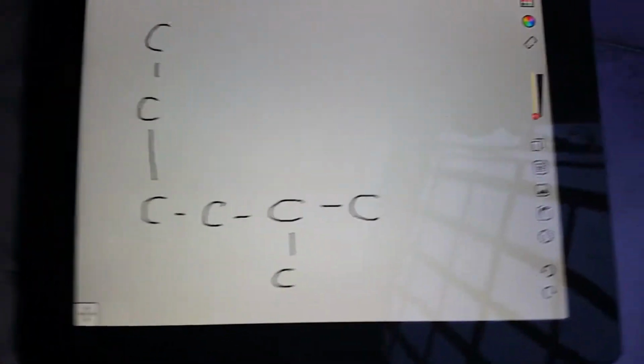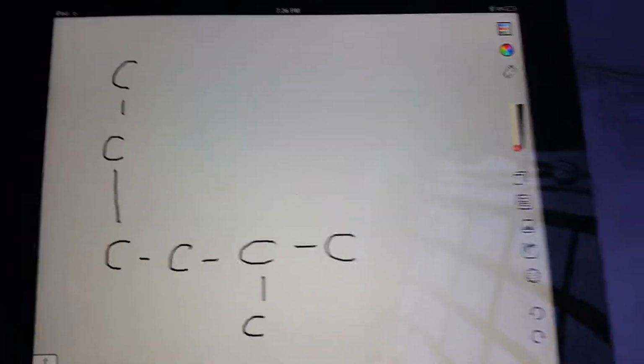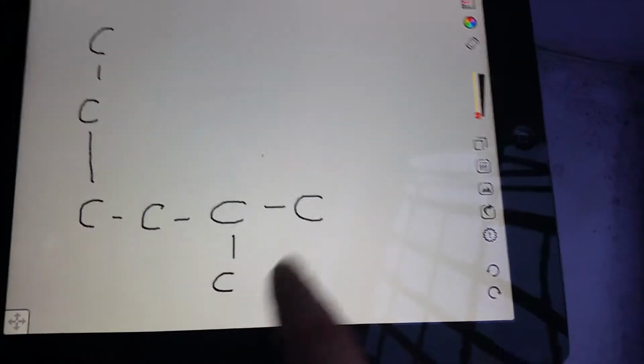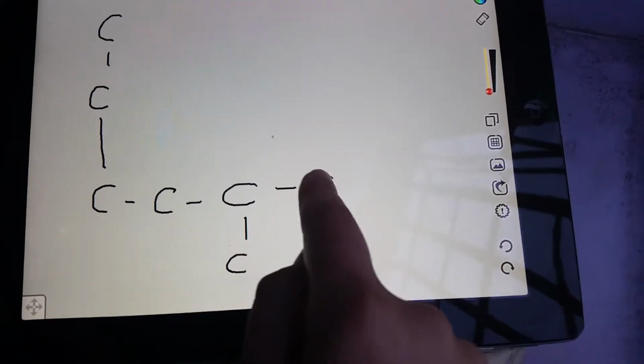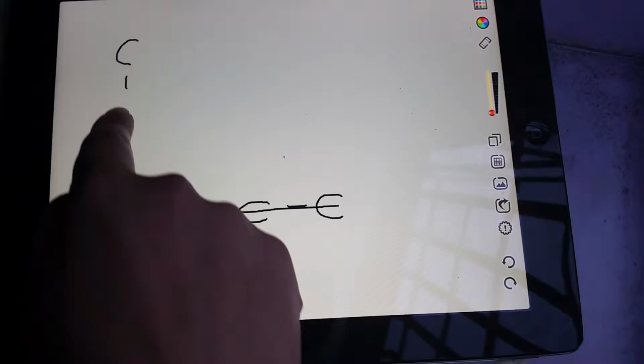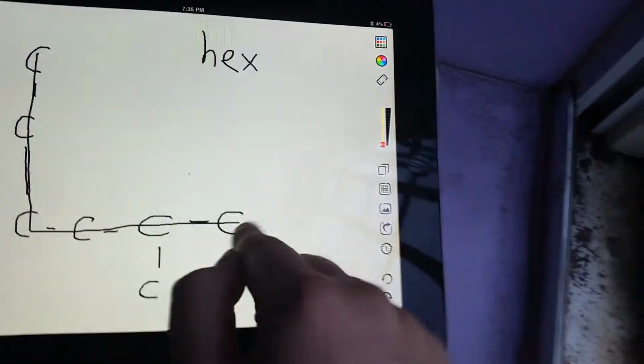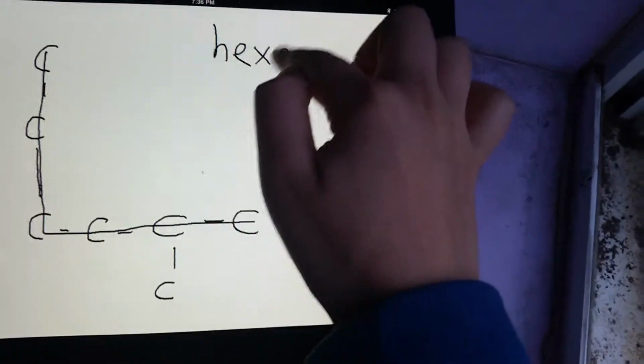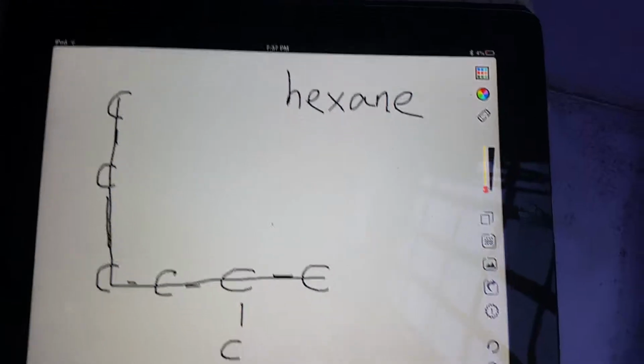So now, what we're going to do again is find our longest string of C's. Obviously, this is only 2, while this one is 1, 2, 3, 4, 5, 6. So I'm going to go over to here and find that 6 is hex. I'm going to write down hex. Then I'm going to check for any double or triple bonds. No, so it's hexane.